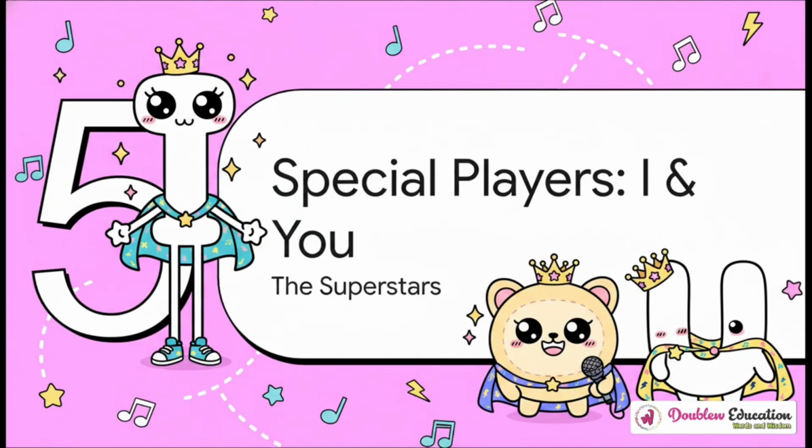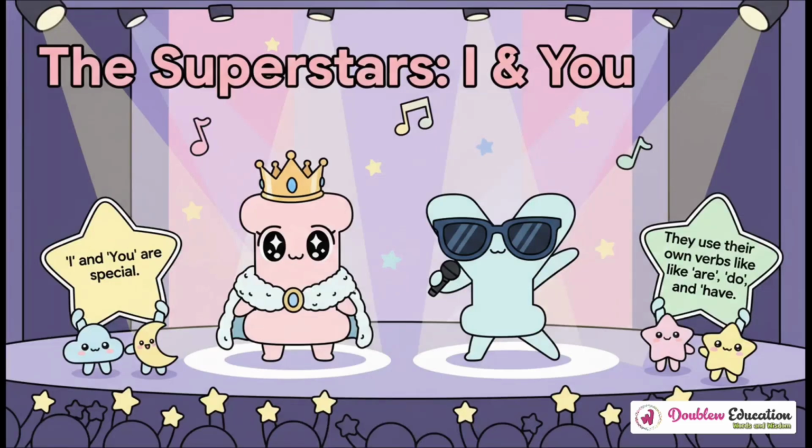Okay, now in our sentence game, there are two players who are total VIPs. They're like superstars, and because they're so special, they don't always follow the same rules as everybody else. These special players are the words I and you. Yep, I and you are just special. Even though they're talking about just one person, they have their very own action words that they like to use. And they absolutely do not follow that S rule. They've got their own way of doing things.